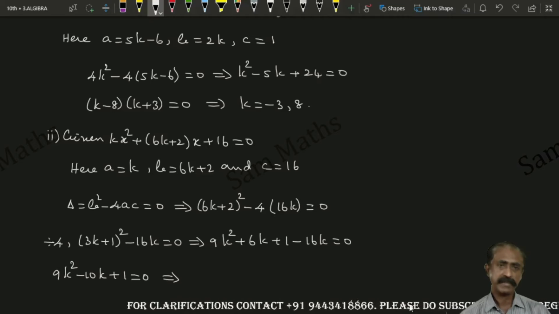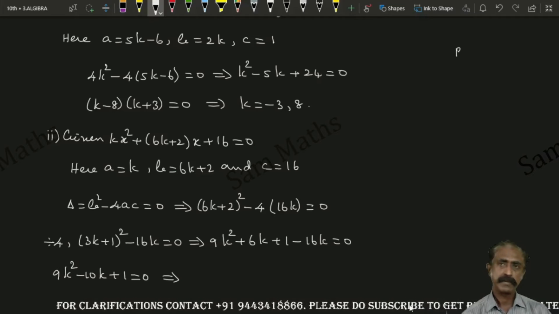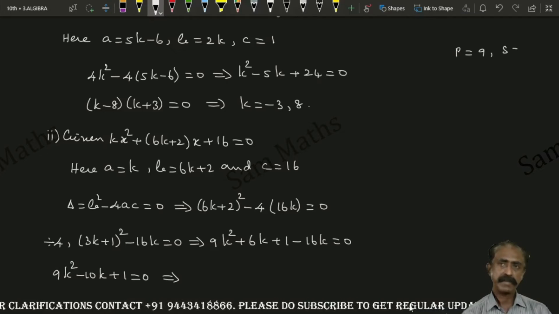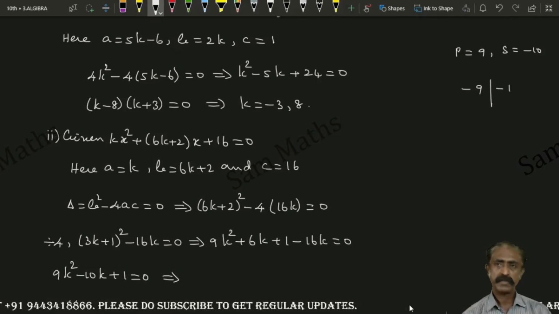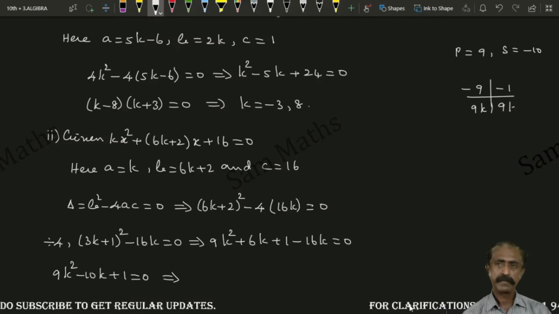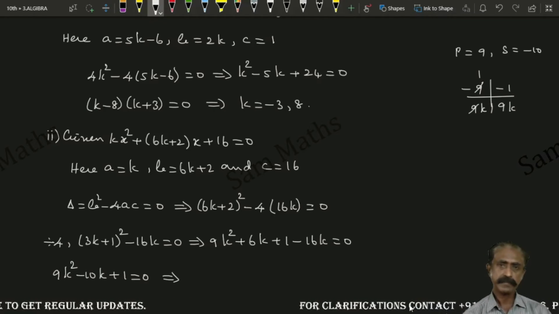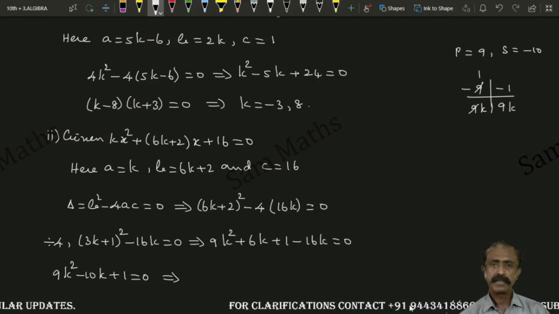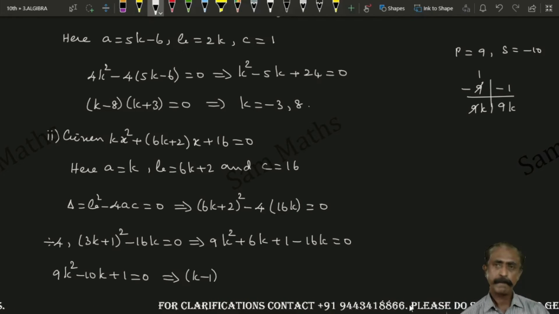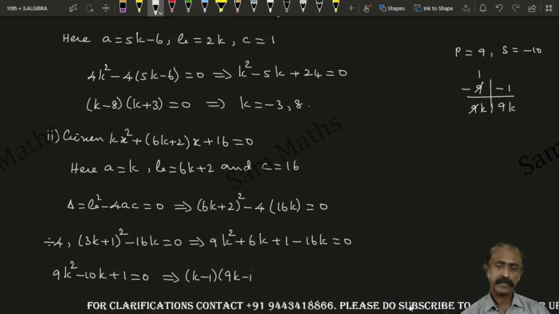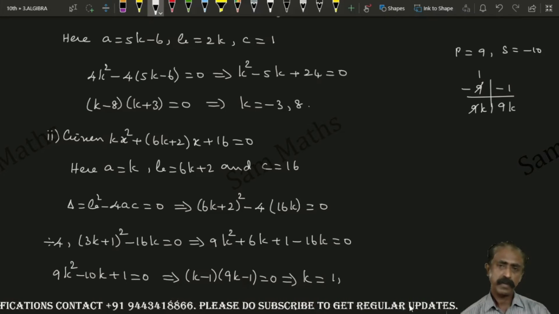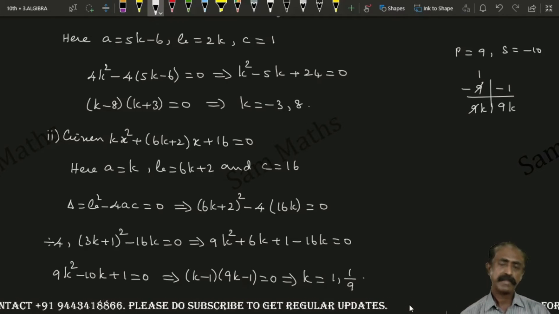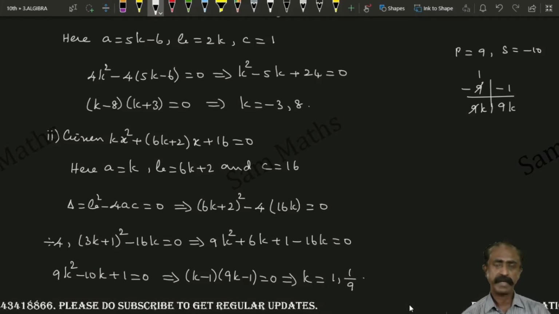This we have to factorize. So, the product is 9 and the sum is minus 10. The possible numbers are minus 9 and minus 1. 9k square is there, you divide by k, 9k. 9 we can cancel. Therefore, this becomes k minus 1 into 9k minus 1 equal to 0, which implies k is equal to 1 comma 1 by 9. These are the required values of k.